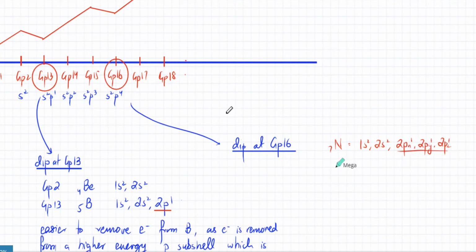But when you move towards oxygen, which is group 16 with 8 electrons, the electronic configuration now is 1s2, 2s2, and 2p4. Now, when you have 2p4, that means one of the 2p orbitals is going to be full. And when it's full, the 2 electrons are going to repel each other. There's going to be mutual repulsion. So it becomes easier to remove electrons because the 2 electrons are trying to knock each other out. Is that clear?